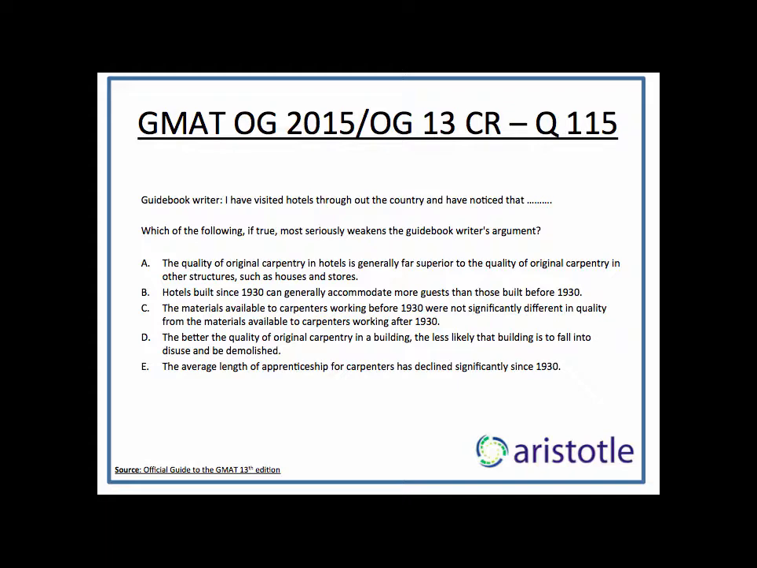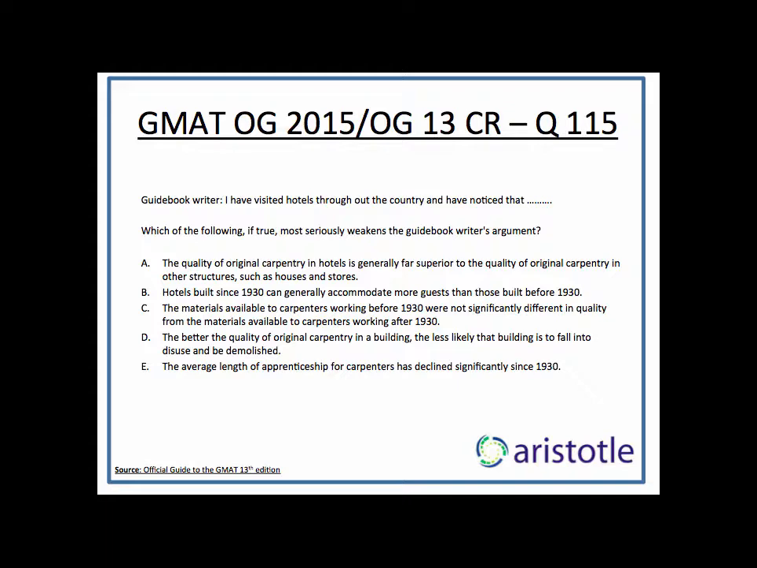D says the better the quality of original carpentry in a building, the less likely that building is to fall into disuse and be demolished. It's a little convoluted in wording, but understand what it is saying. It is saying that the reason those buildings are standing from before 1930 could be the fact that the quality of carpentry is very good. And the buildings in which the quality of carpentry might have been bad, they would have already been demolished. And we don't know anything about those buildings. The argument says nothing about those buildings.